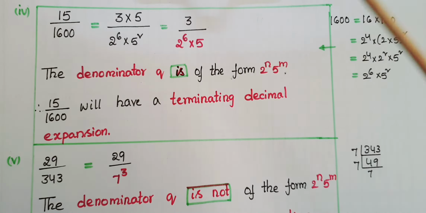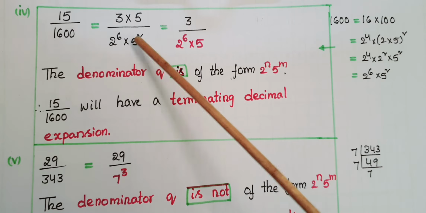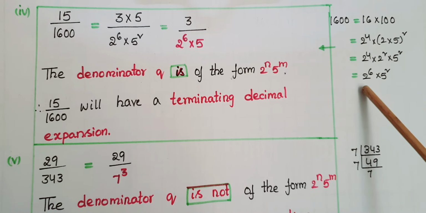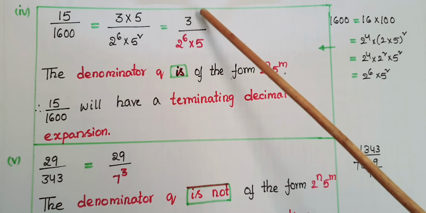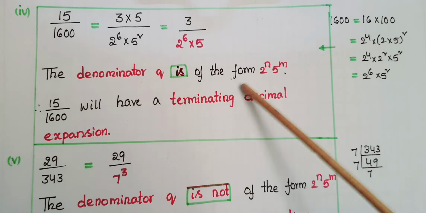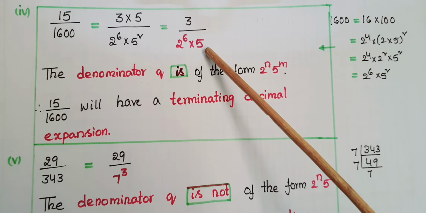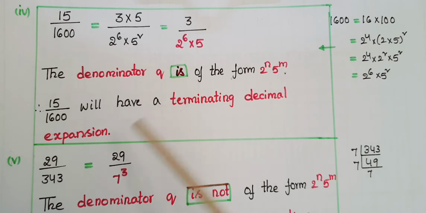Next one is 15 by 1600. That is equal to 3 into 5 by 2 to the power of 6 into 5 square. 1600 you can write as 2 to the power of 6 into 5 square. Then cancel 5. That is equal to 3 by 2 to the power of 6 into 5. So, here the denominator q is of the form 2 to the power of n into 5 to the power of m. Therefore, 15 by 1600 will have a terminating decimal expansion.